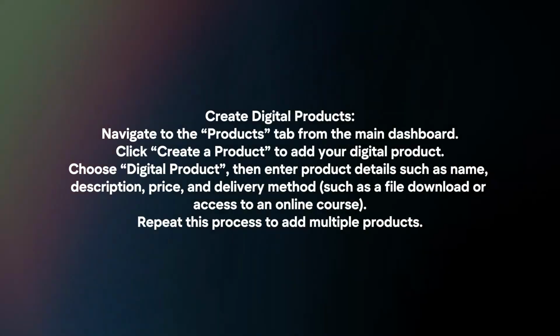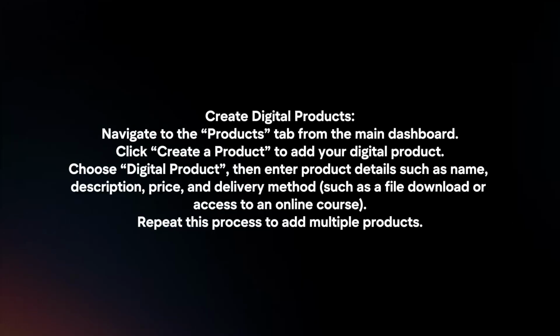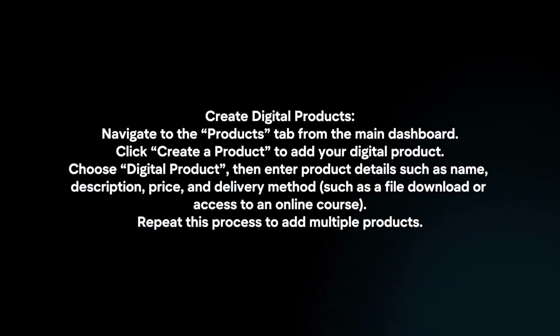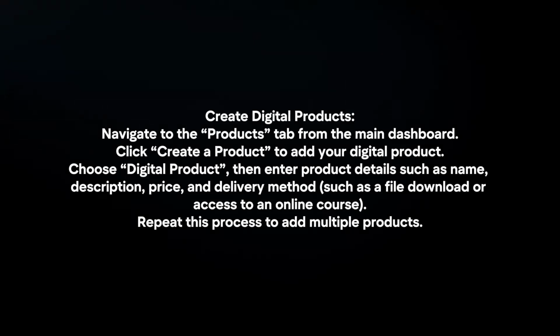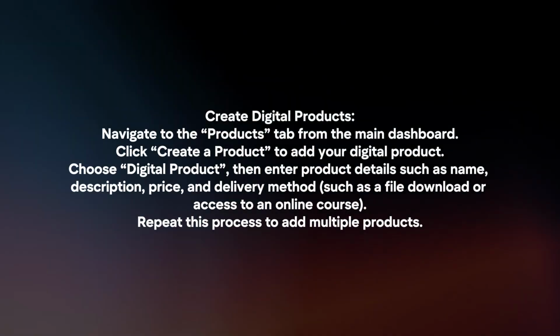Create digital products. Navigate to the Products tab from the main dashboard. Click Create a Product to add your digital product. Choose Digital Product, then enter product details such as name, description, price, and delivery method. Repeat this process to add multiple products.